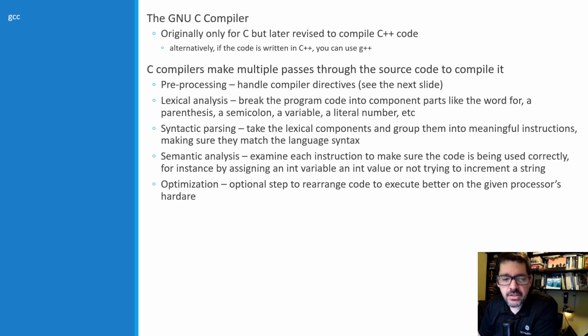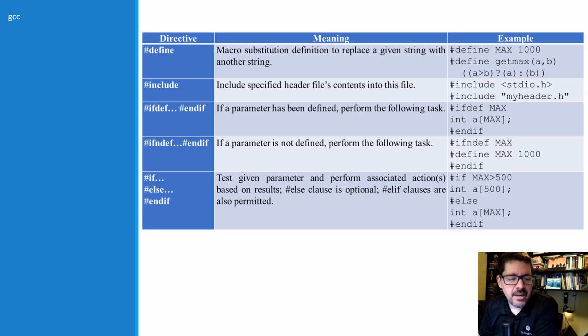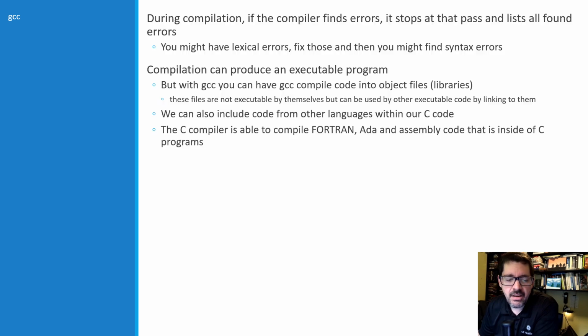Most compilers, including GCC, are going to have some pre-processing, the lexical analysis, which breaks the program into components, and then syntactic parsing, then semantic analysis, and then finally optimization. So the GCC has these features. We'll just talk briefly about these. So when you run the GCC command, there are some options that you can pass into it. Your book talks about these in more detail.